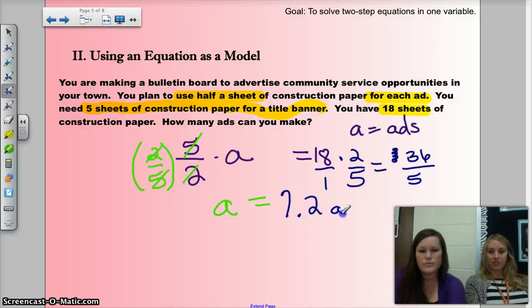So it says, how many ads can you make? What would you accept as a final answer? Do you make 7.2 ads? No, you can't make 0.2 of an ad. So do you round up? No. You round to 7.